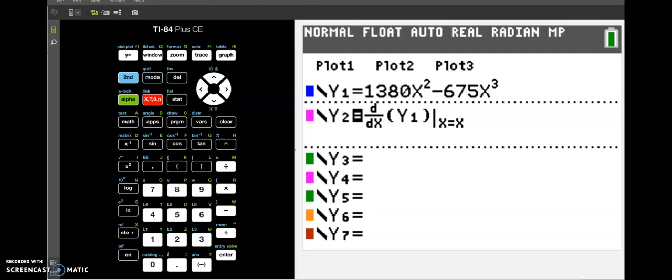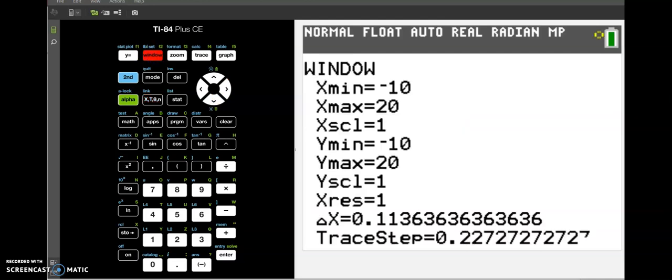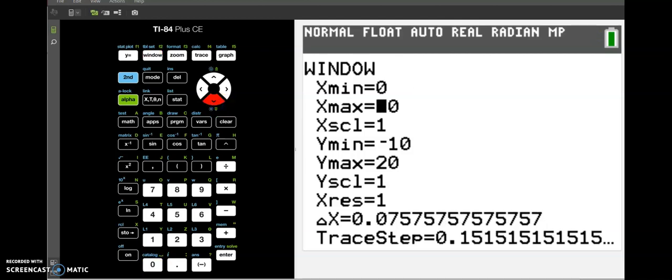Again, I've turned off y1. I don't want to see that graph. I'm going to adjust my window. I only care about the values from 0 to 2. And I have to think about, at 2 hours, if there was 980 people, I want to think about what that rate would look like. How big do I need to make my window? I'm going to encourage you to pause this video and figure out your Y min and your Y max.